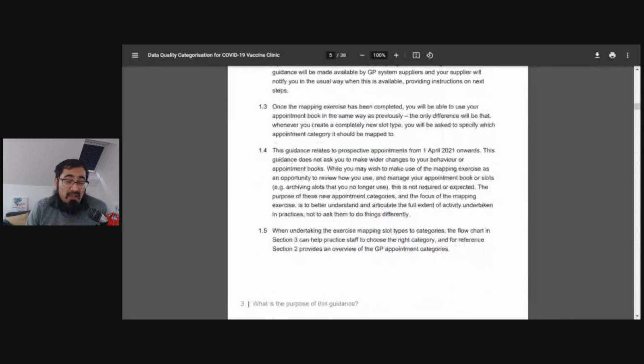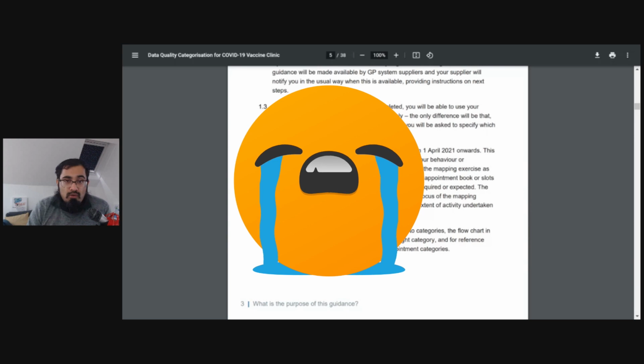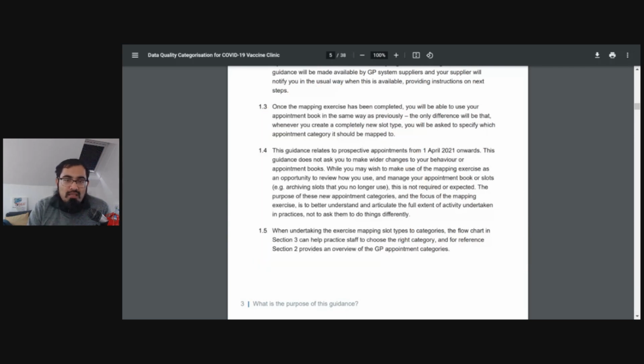It's basically a mapping exercise. So what that means is obviously every practice has within its own appointment book, the screens that you use, whether that's EMIS, System 1, Vision, whatever, the various different types of appointments you have. And rather than making every practice change all of their appointments to a particular appointment type and causing absolute chaos if they did that, simply put, you just need to map your existing appointments to one of the 26 different types of appointments that are now available.